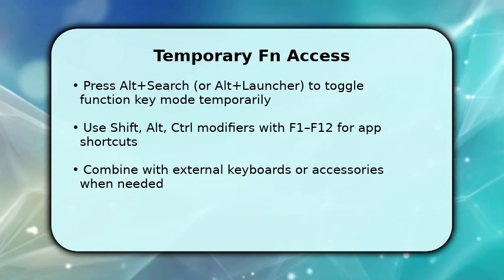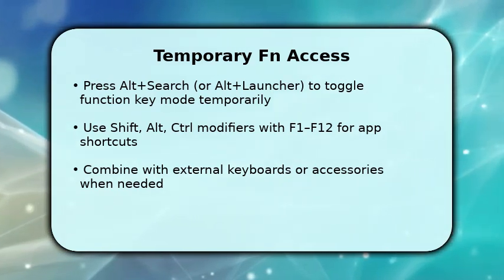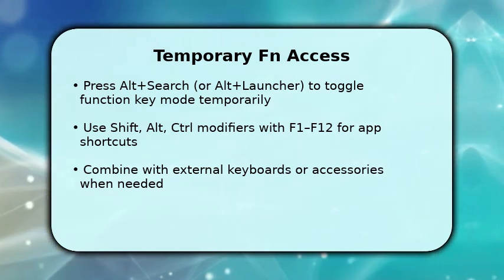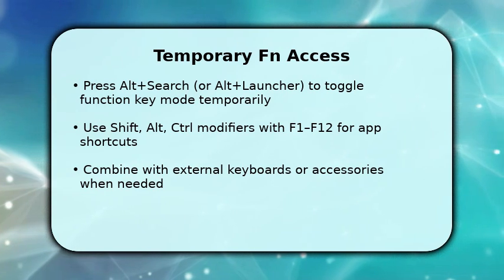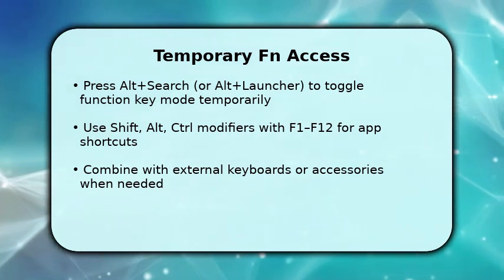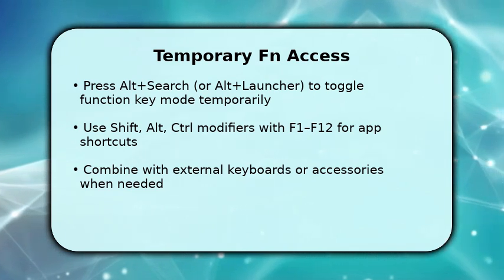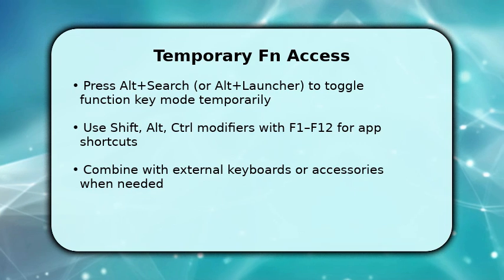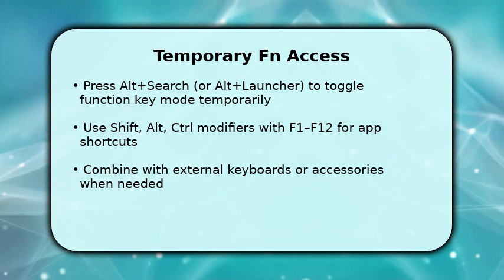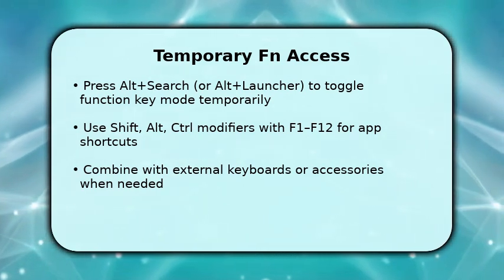Once done with settings, learn the temporary access method for quick use. Hold Alt and press the search launcher key to switch the top row to F keys for the current action. This avoids changing persistent settings. Use Shift, Ctrl, or Alt with those function keys for application-specific shortcuts like refreshing, debugging, or media control. Make sure to try it in a browser tab and a terminal to see differences. If you use an external keyboard, the Chromebook respects its built-in FN behavior too.